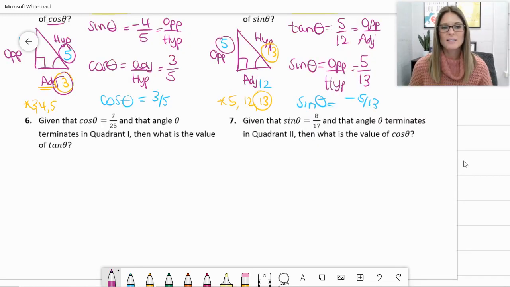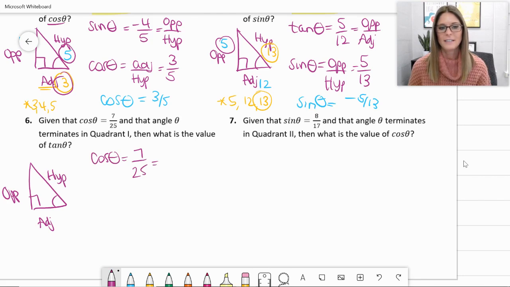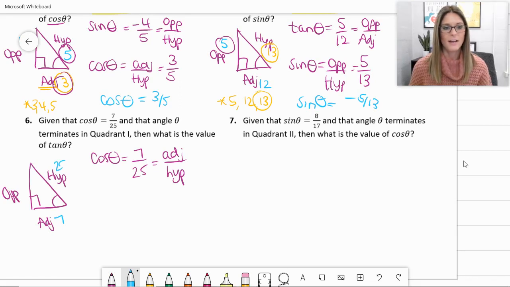Number 6, given that cosine theta is 7/25 and angle theta terminates in quadrant 1, what is the value of tangent? Sketching that same right triangle. Here's my opposite side, adjacent side, and hypotenuse. They've given us that cosine theta is equal to 7/25. Cosine is equal to adjacent over hypotenuse. My adjacent value is 7. My hypotenuse is 25. Thinking of my Pythagorean triples, we've got a 7, 24, 25. So I'm missing that 24 for my opposite side here.